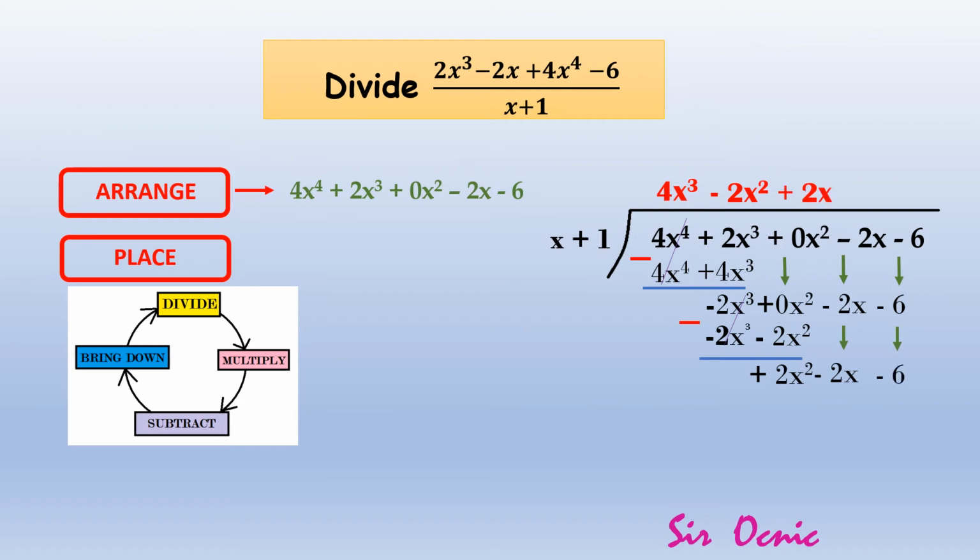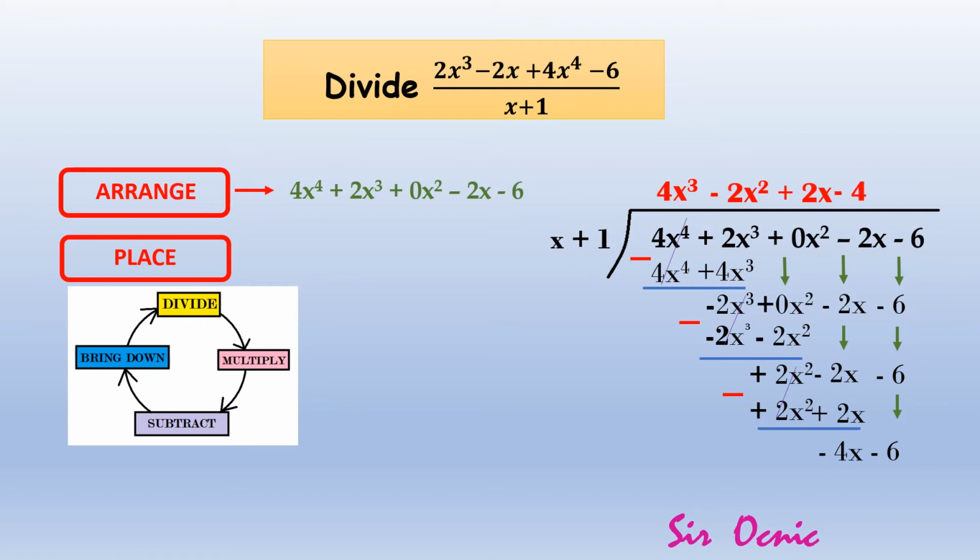2x squared divided by x is equal to 2x. Multiply 2x by x plus 1, we will then have 2x squared plus 2x. Subtract the terms, that is equal to negative 4x, then bring down negative 6.